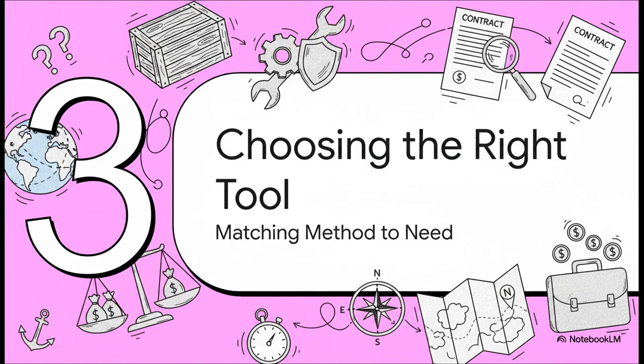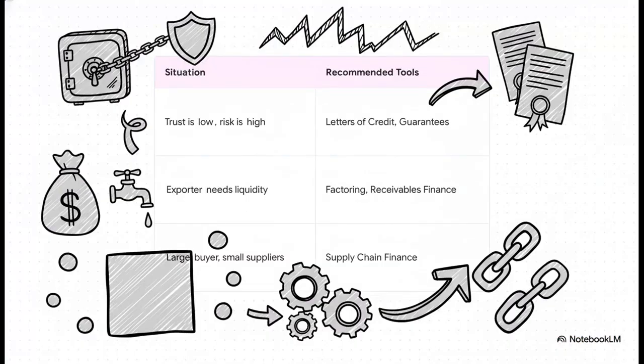Okay, so we've looked at all these different tools in the toolbox. Documentary collections, factoring, SCF, ECA financing. It's a lot. So the big question is, how do you pick the right one? The key thing to remember is that it's not about finding the single best tool. It's about matching the right tool to your specific situation. It really comes down to your specific needs.